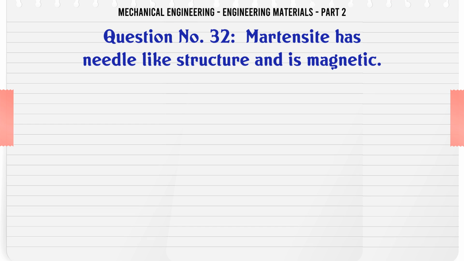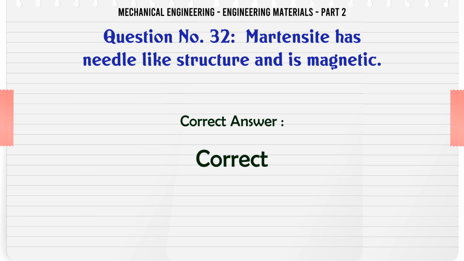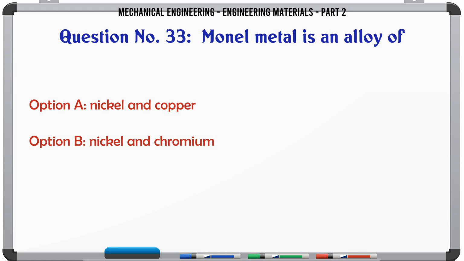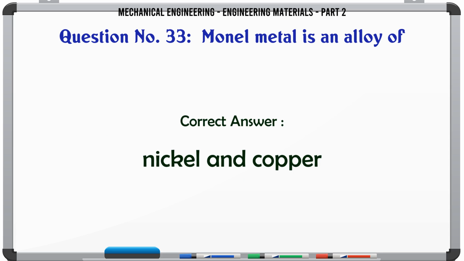Martensite has needle-like structure and is magnetic. A. Correct, B. Incorrect, C. D. The correct answer is correct. Monel metal is an alloy of A. Nickel and copper, B. Nickel and chromium, C. Nickel, chromium and iron, D. Copper and chromium. The correct answer is nickel and copper.